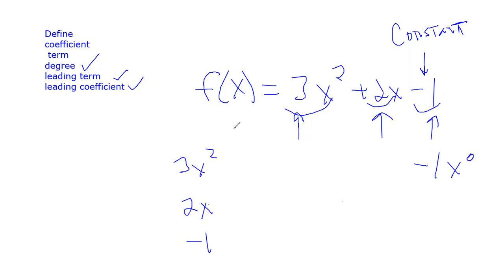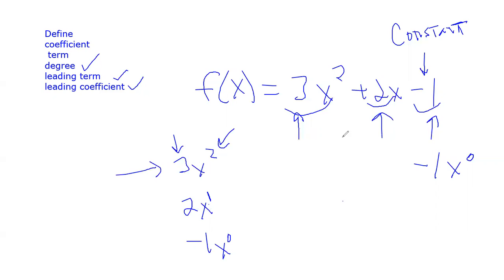The degree is the biggest exponent on x. So in this term, the degree is 2, in this term the degree is 1, and in this term the degree is 0, because it's just x to the 0, which is 1. The leading term is the term with the largest exponent. So in this polynomial, the x squared term is the leading term, and the leading coefficient is the 3.